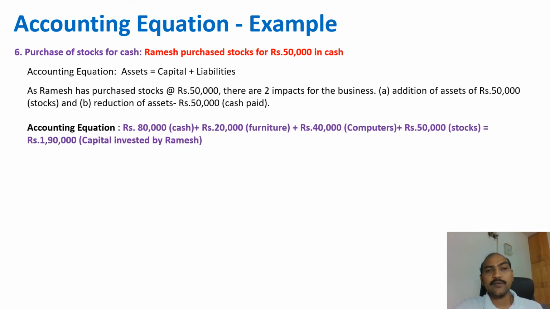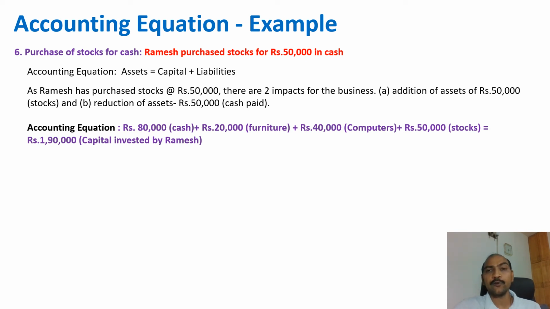As Ramesh has purchased stock at the rate of 50,000, there are two impacts for the business. Addition of assets of rupees 50,000. Stock is always an asset for the company because you will be selling in future and earn money out of that. Second, reduction of asset 50,000, where the cash will be moving out from the business because you are buying the stock. So if you see the accounting equation here, cash is 80,000 rupees because 50,000 is getting reduced from 1,30,000 compared to the previous slide, and 20,000 of furniture and computer 40,000 remains same.